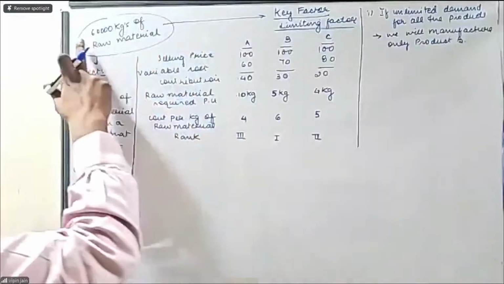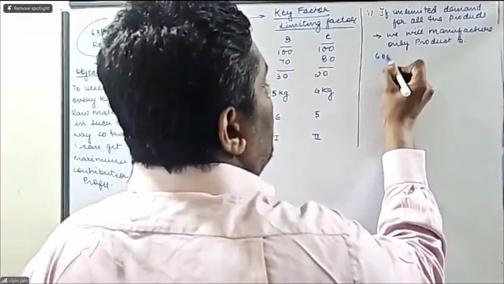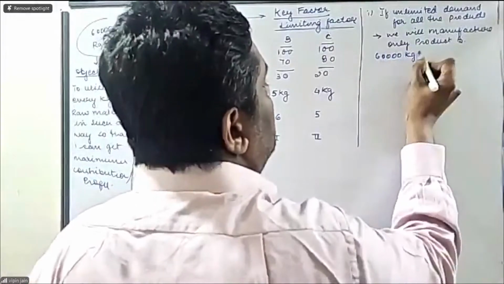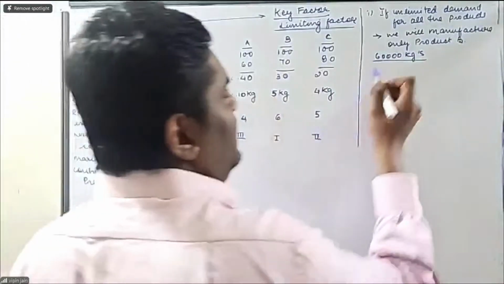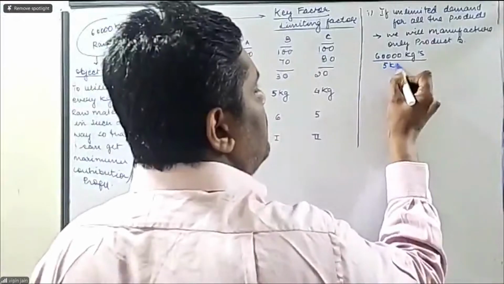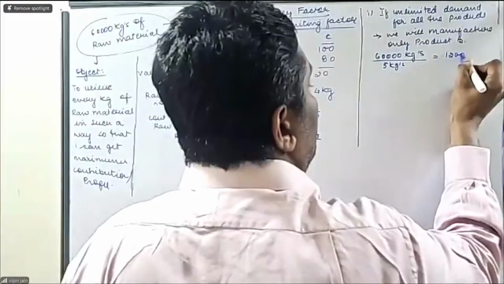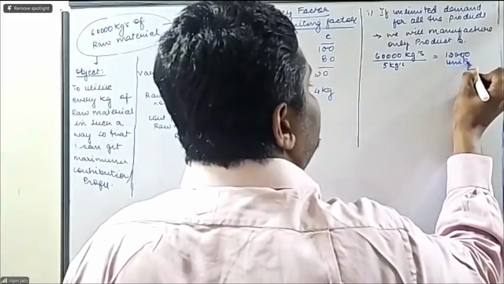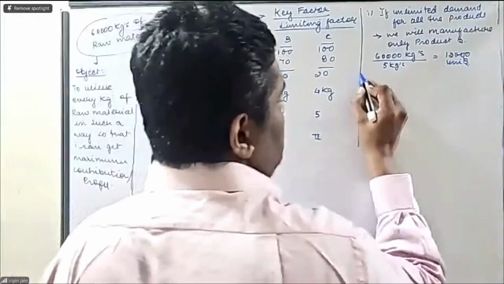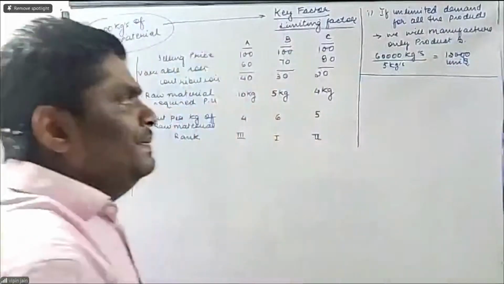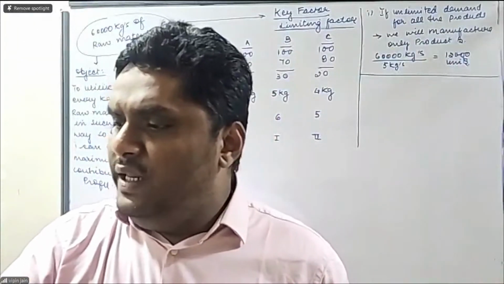See, my raw material is how much? 60,000 kgs. And per unit requires how much? 5 kgs. So 12,000 units we will manufacture for product B. That's it. We will manufacture 12,000 units.